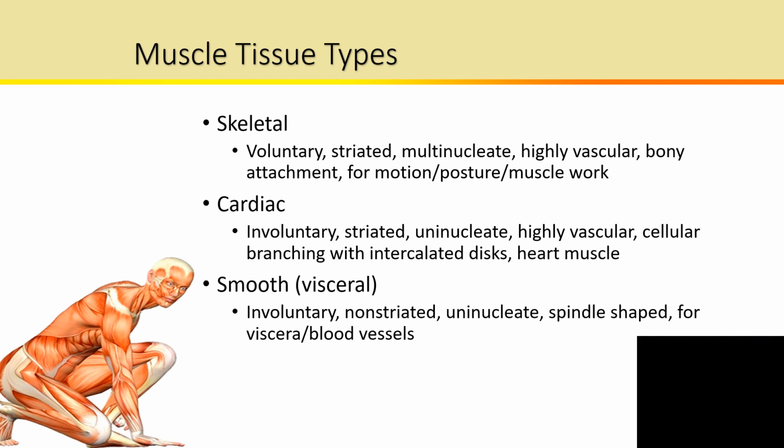It's also striated, so underneath the microscope it looks somewhat similar to skeletal muscle because it has those cross striations, very much like we saw in skeletal muscle. Cardiac muscle, however, is uninucleated. It only has one nucleus.